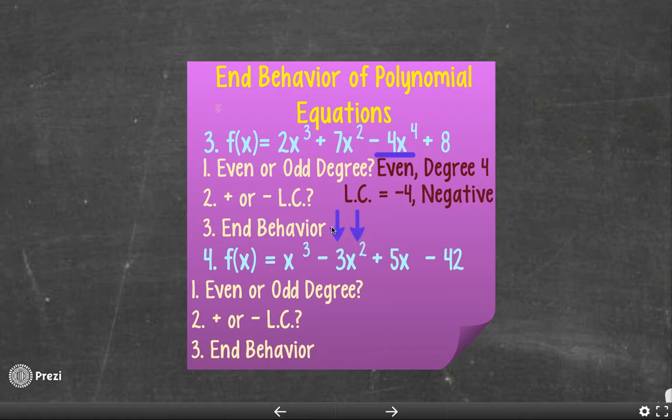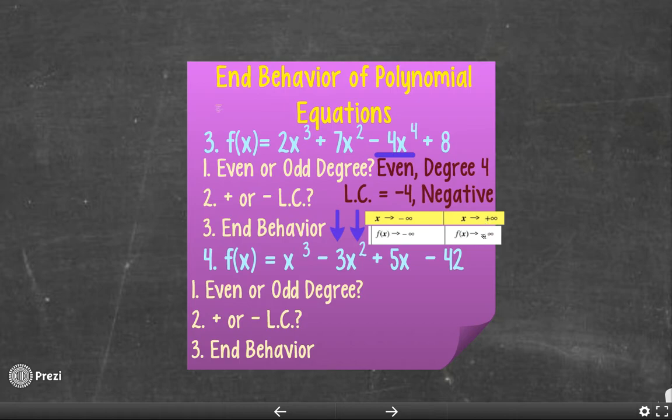So as x heads to negative infinity, the graph heads down to negative infinity. And as x heads to positive infinity, the graph heads down to negative infinity. So that would be my end behavior. On the left-hand side, it heads down, and on the right-hand side, it heads down. Holy hot dog, you guys.